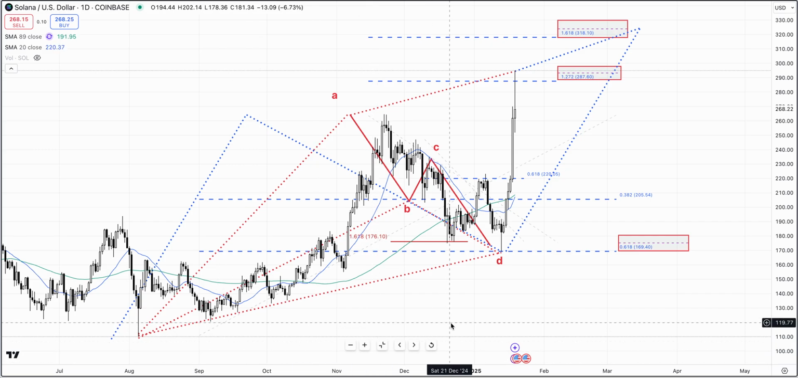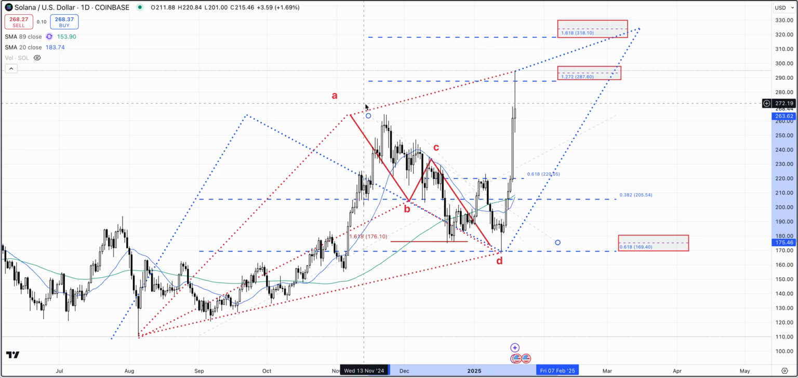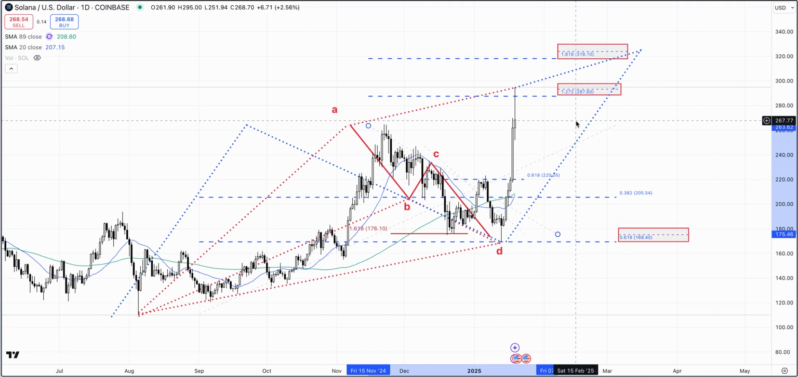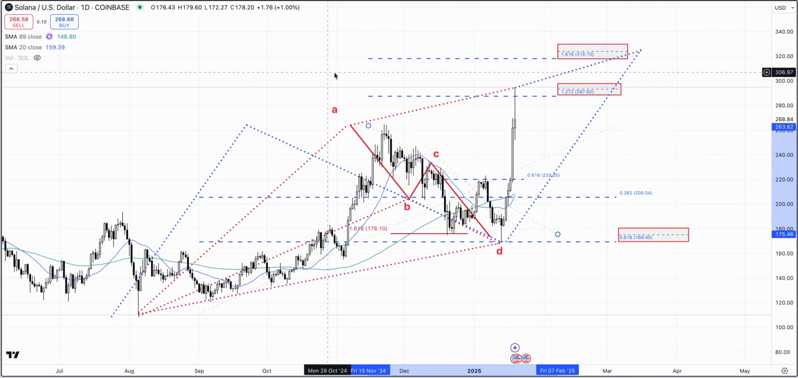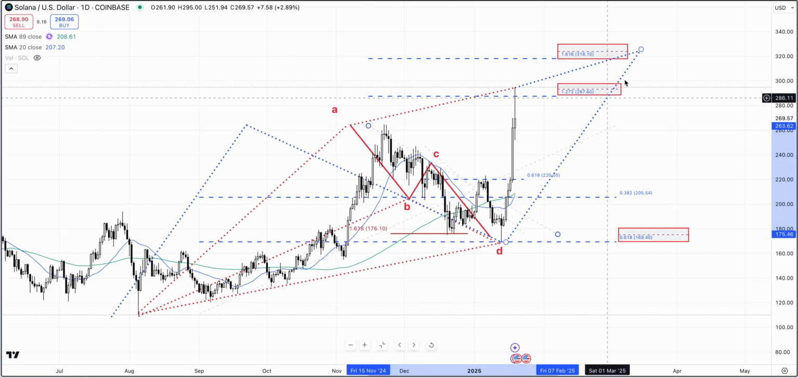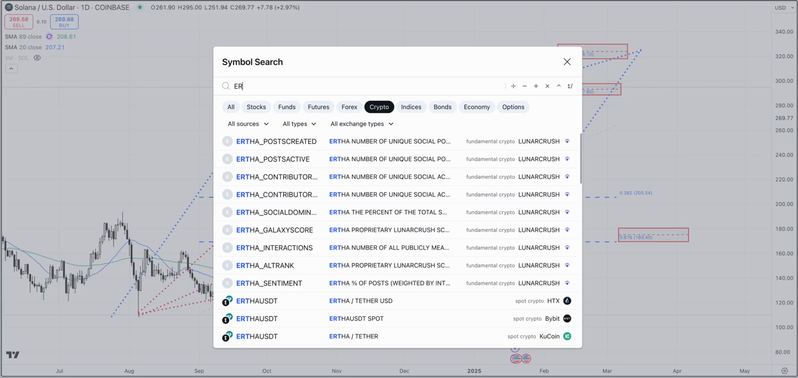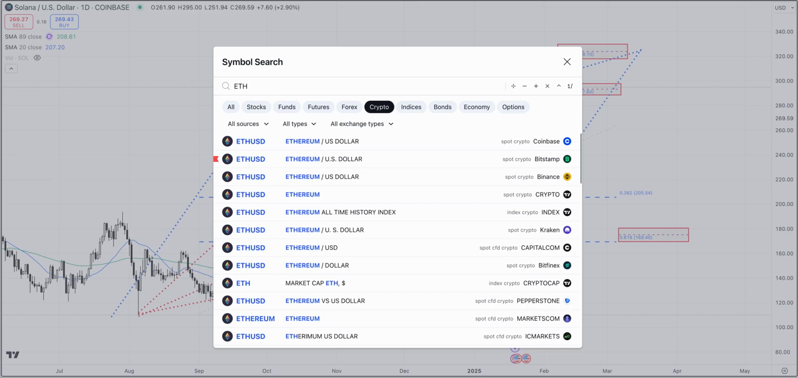And now what the market has done is just really shot up to the 1.27 expansion of this entire move, swing high to swing low right here. And the upside target is that we could see $318, which will be the 1.618 expansion of this entire ABCD swing, and then of course this bigger ABCD in blue. That's a target, but that could also be pretty strong resistance in this market. So maybe we could see a pullback.